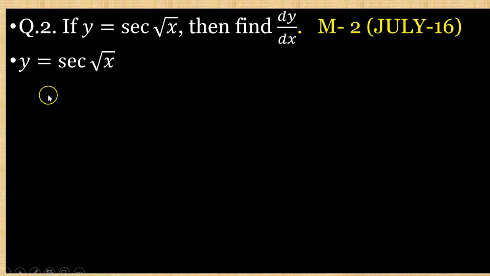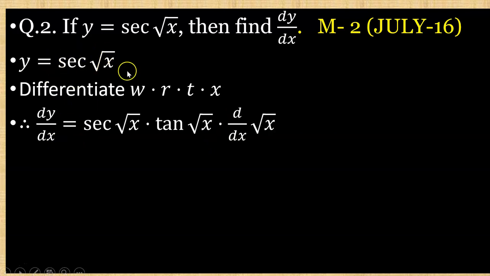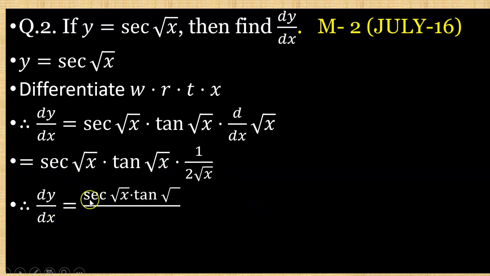Now see this again. y is equal to sec root x, differentiate with respect to x. Therefore, dy by dx is equal to, what is the derivative of sec of x? Derivative of sec of x is sec x into tan x. In a similar way, derivative of sec of root x is sec of root x into tan of root x. But here we want to find out the derivative of root x. And the derivative of root x is 1 upon 2 times root x. And therefore here sec root x into tan root x into 1 upon 2 root x, and this is the derivative of root x, and therefore dy by dx is equal to sec root x into tan root x upon 2 root x.